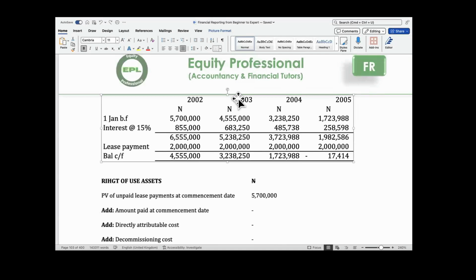As you can see, in 2003, our lease liability is now 4,555,000. Again, you apply the 15% discount rate on that 4,555,000. It brings our interest cost to 683,250. When you add the two together, you get 5,238,250. Again, we also pay rent, so we remove it. It brings our lease liability down to 3,238,250, which you carry forward to 2004.